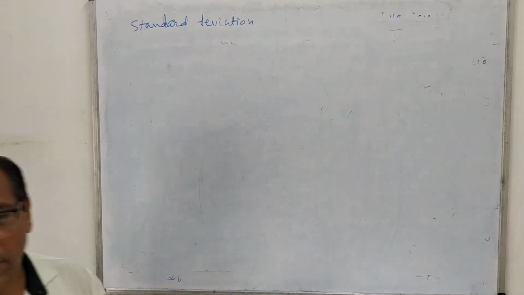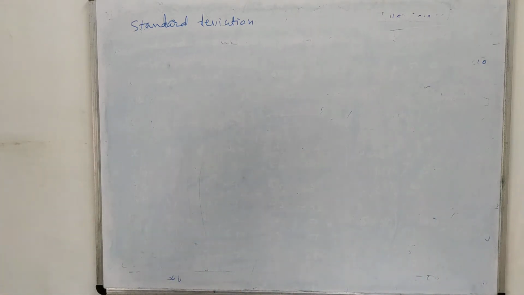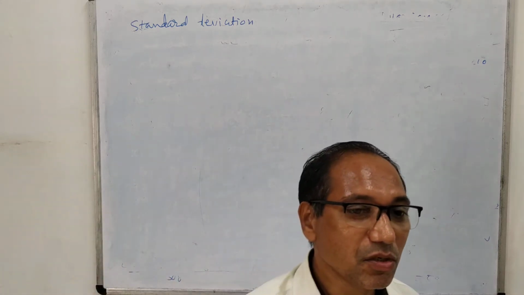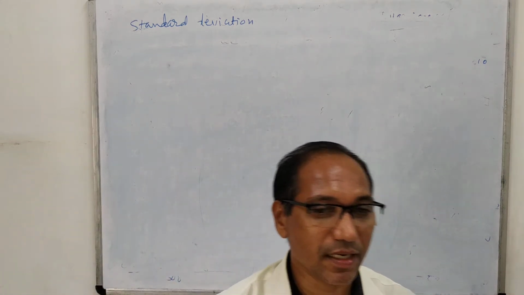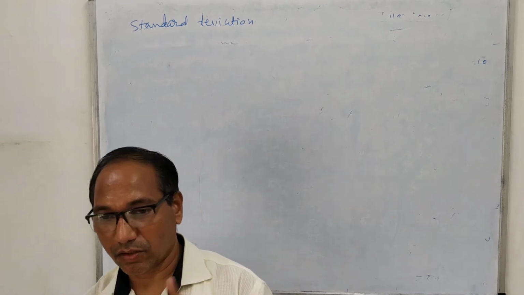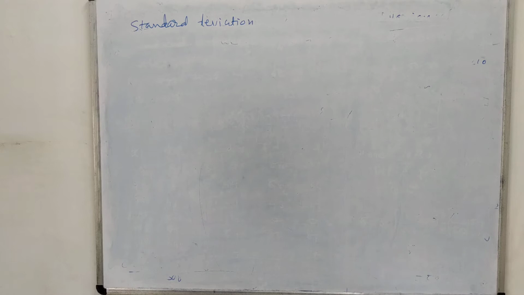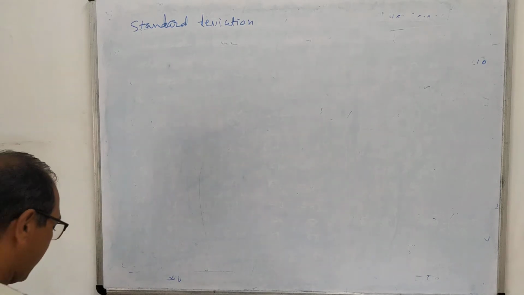And if you find out its square, you will get variance. Variance is also very much important because in the coming chapters, we will make vast use of standard deviation and variance. So you must remember, standard deviation is very much important in this topic as well as in further chapters, because there its use will come. Now let us see another example.